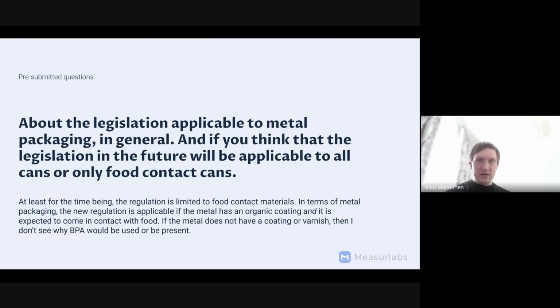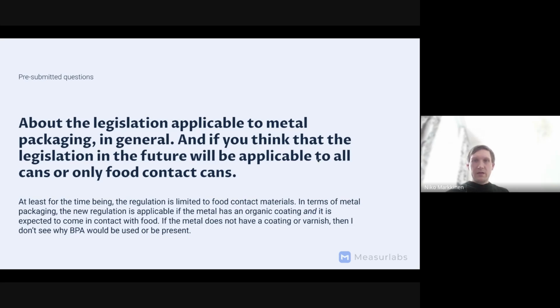About the legislation applicable to metal packaging in general, if you think that the legislation in the future will be applicable to all cans or only food contact cans. And this kind of goes back to what was discussed earlier. The new regulation is only applicable to food contact materials. So if it's a can material for any other use, I don't see a reason why, let's say, epoxy coatings wouldn't be allowed to be used still.